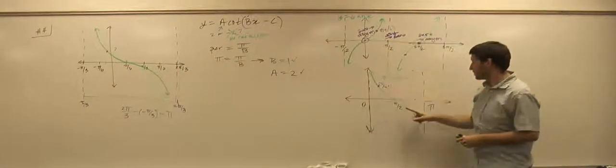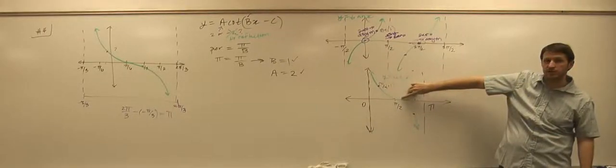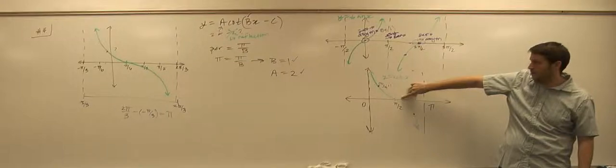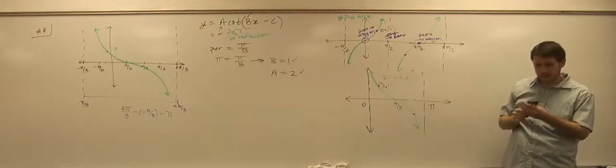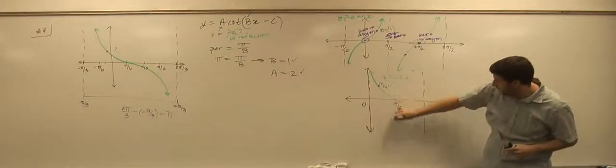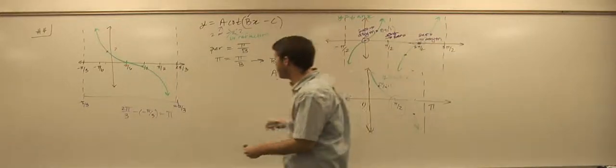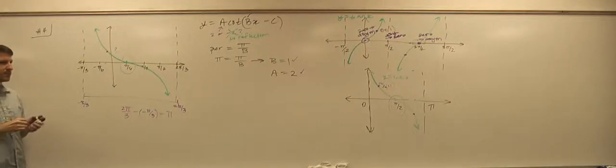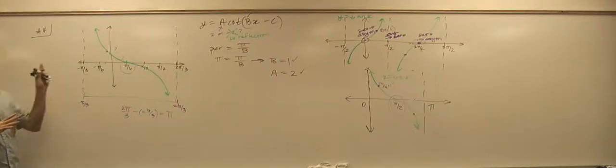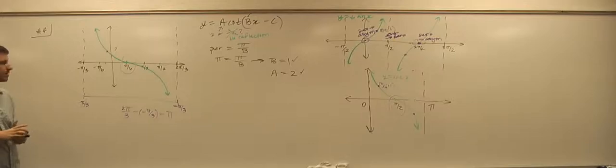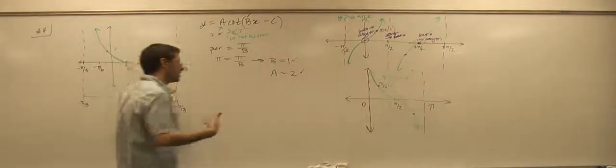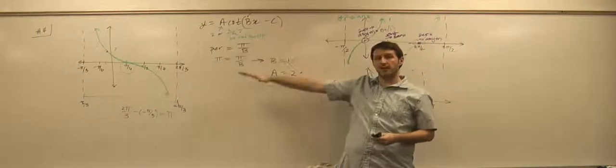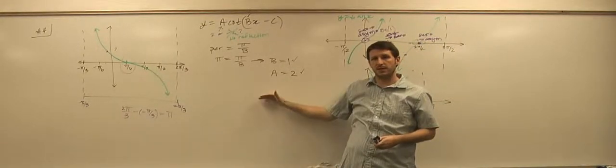The way I know that is because if you compare it to the original cotangent graph, which way has it been shifted? To the left. Why? This is pi over 2, right? Your 0 is at pi over 2, and right here your 0 is at pi over 6. So it's been shifted to the left. Now, C is technically negative because it's been moved to the left, but when you plug that into the formula, that's going to make it a positive in your formula.